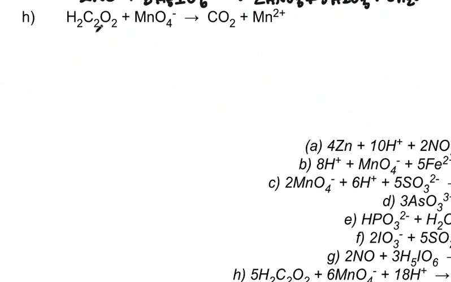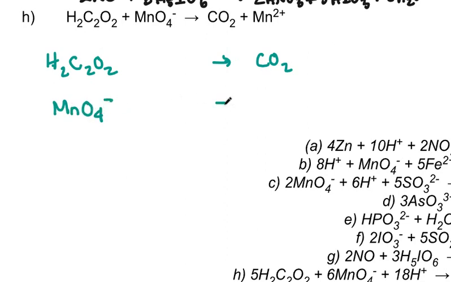Okay, we have a carbon reaction and we have a manganese reaction. H2C2O2 is 2 carbon dioxide and permanganate. Spoiler alert, this permanganate reaction is in the data book, and we've done it before, so you'll recognize what happens with this one, maybe.